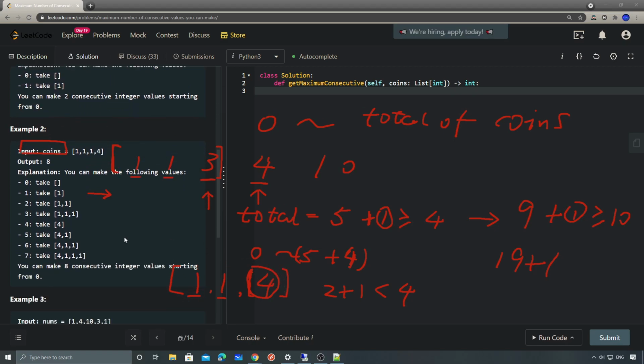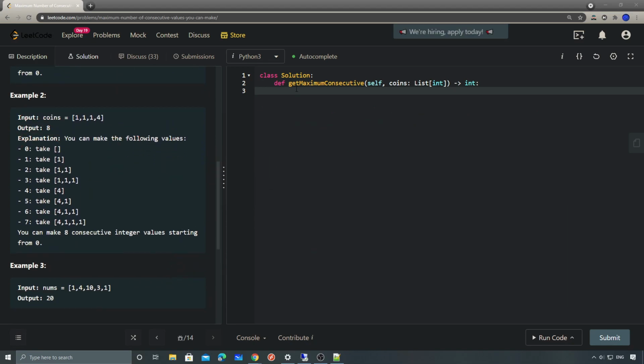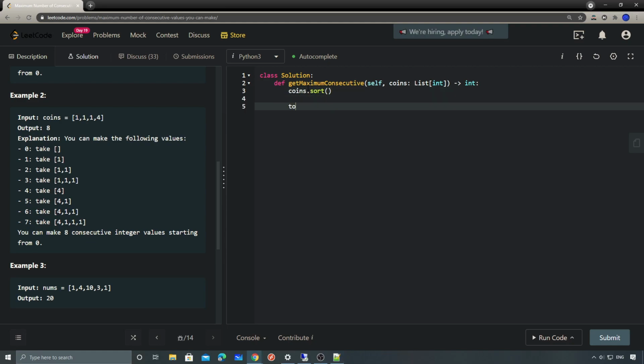Yeah, cool. I think that's the basic idea here, which means that we simply need to sort the numbers, so sort the coins. And then we're going to have a total equal to 0. So for coin in coins, basically, I simply do this.